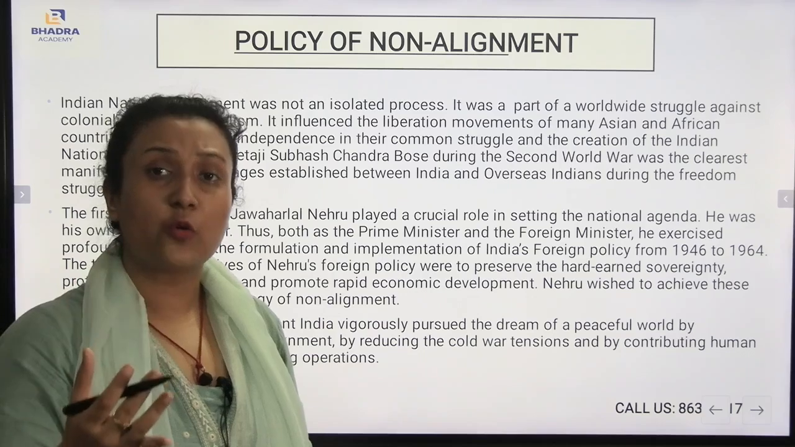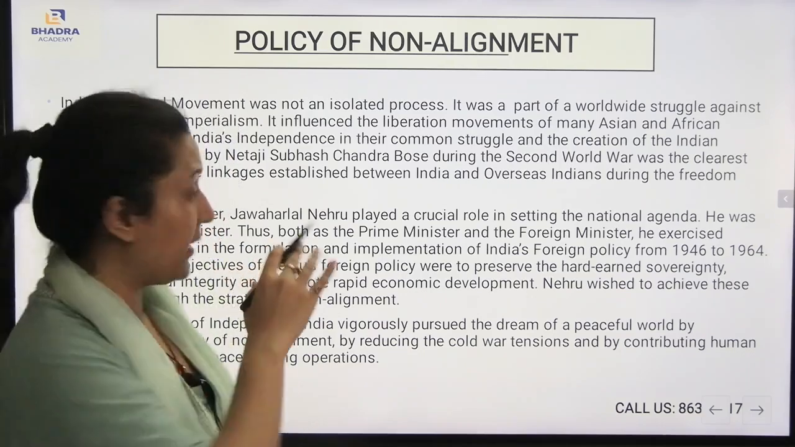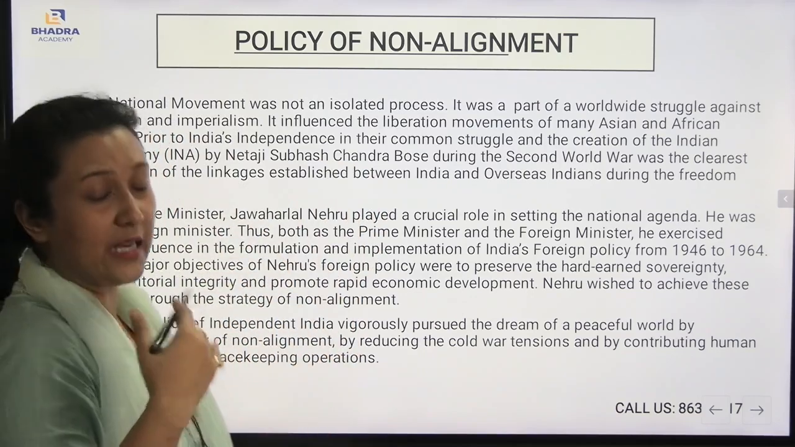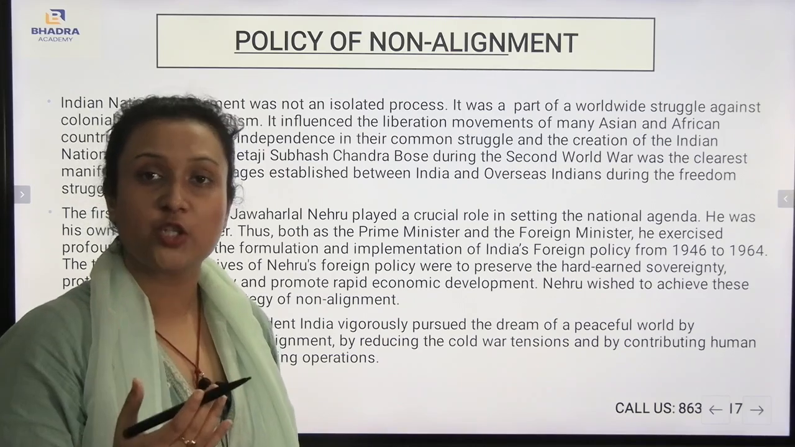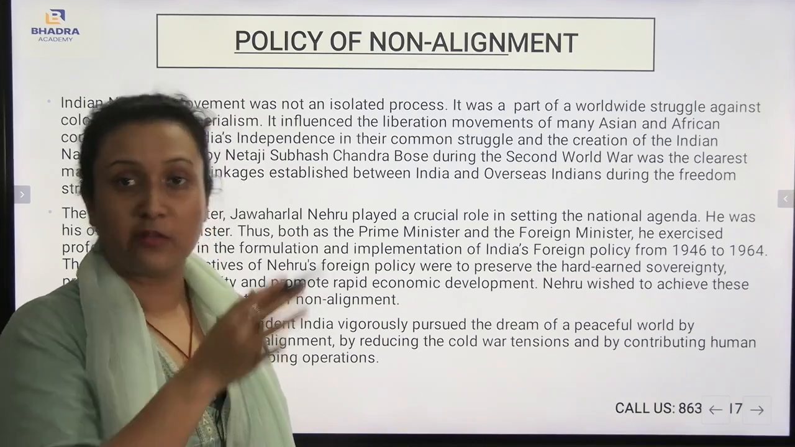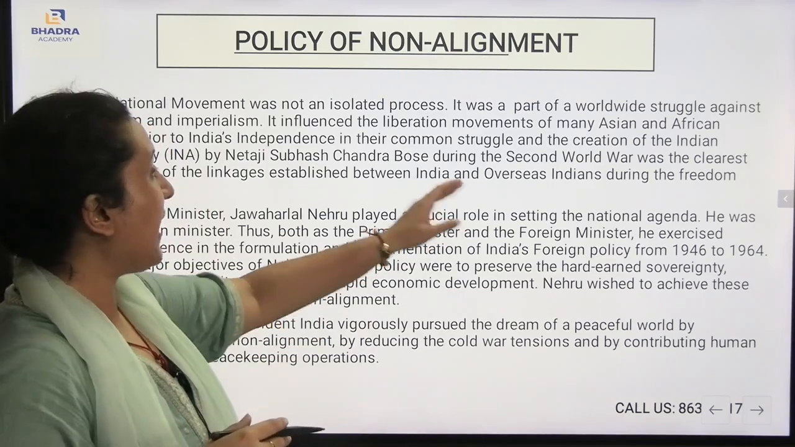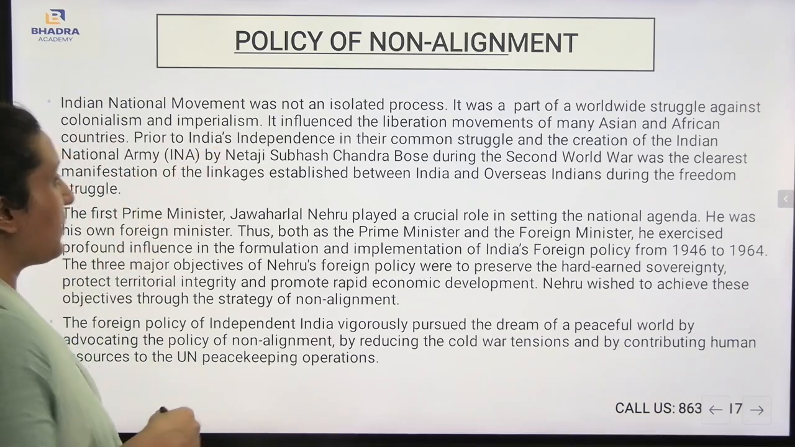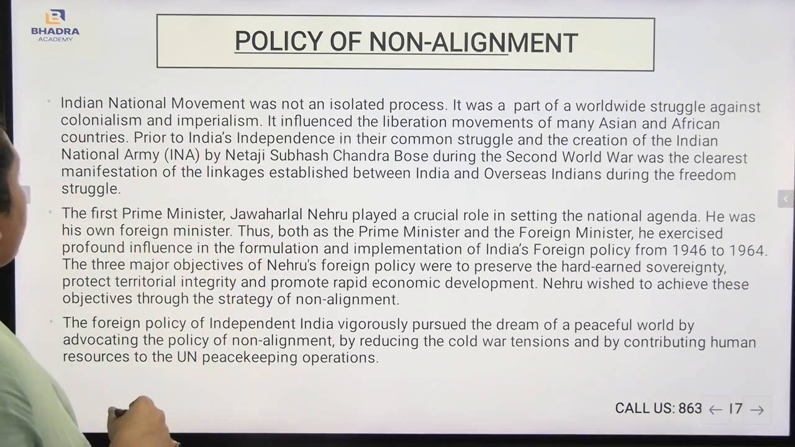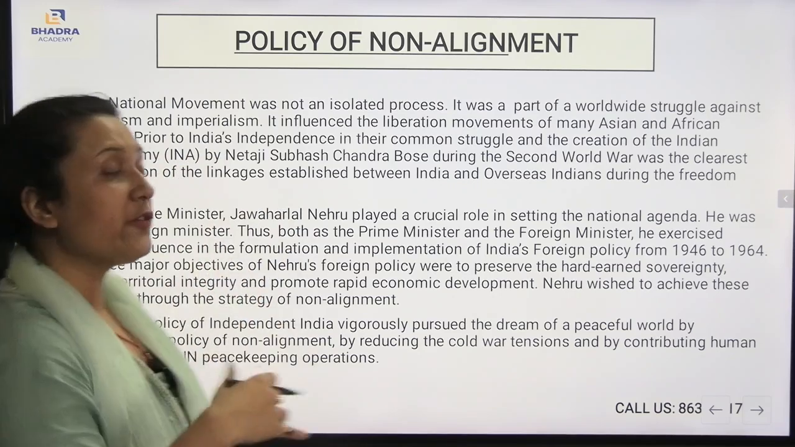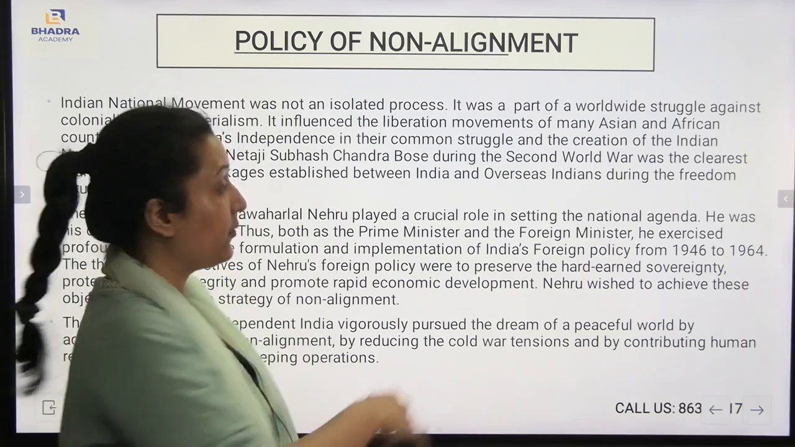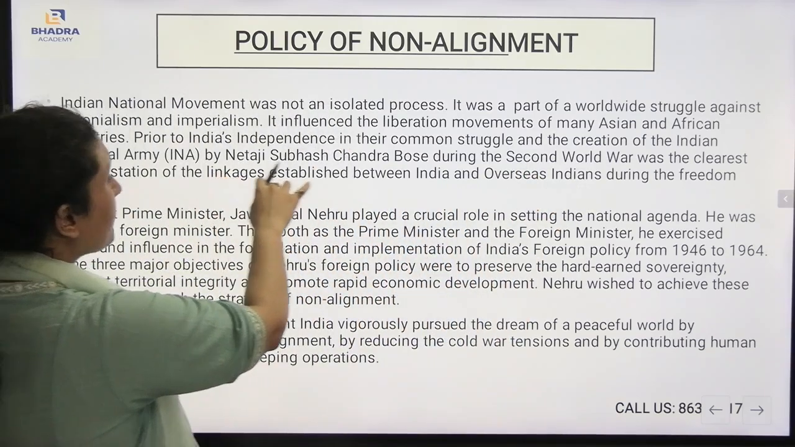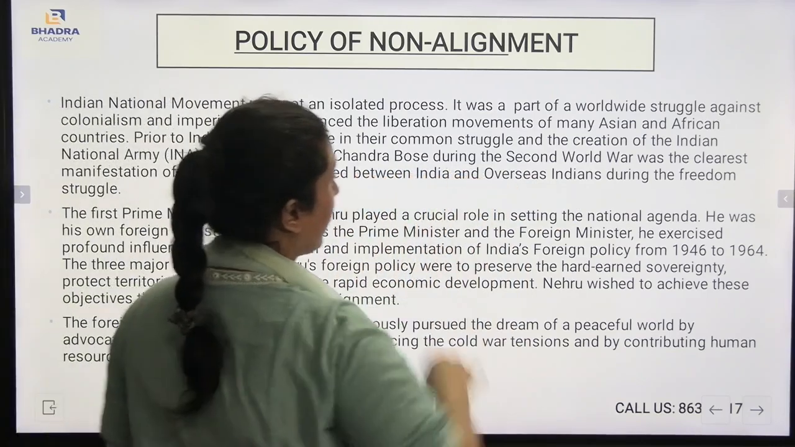To go against colonialism and imperialism, the Indian national movement came into existence, and it also influenced the liberation movements. Most of the liberation movements were influenced by the Indian national movement. Many Asian and African countries came into existence during that time after India's independence in their common struggle, and the creation of the Indian National Army. After the Indian national movement came the Indian National Army, which was conducted by Netaji Subhash Chandra Bose during the Second World War.